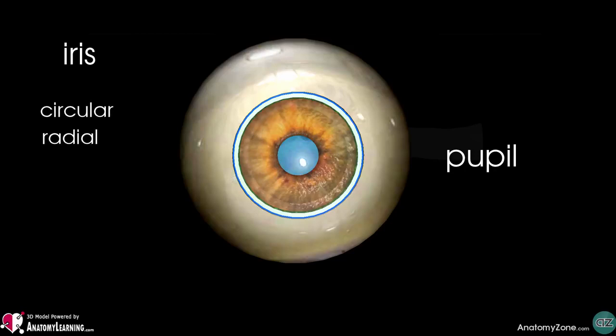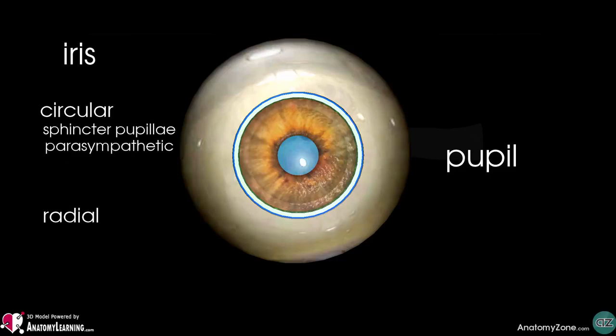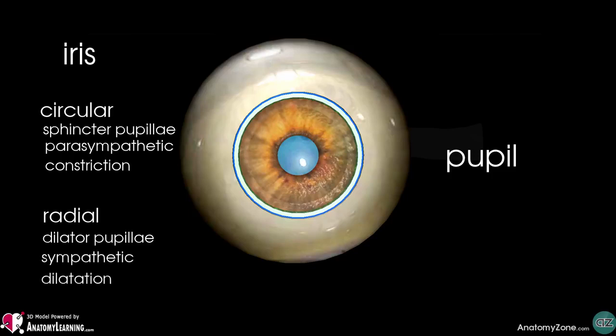The circular fibres make up the sphincter pupillae muscle, which is innervated by the parasympathetic nervous system. Activation of this system causes constriction of the pupil, which thereby limits the amount of light that can enter the eye. The radial fibres, on the other hand, make up the dilator pupillae muscle, which are innervated by the sympathetic nervous system and cause dilatation of the pupil, thereby increasing the amount of light that can enter the eye.